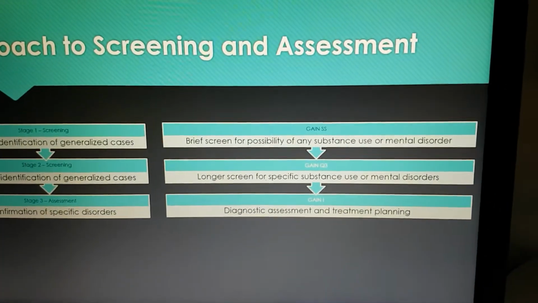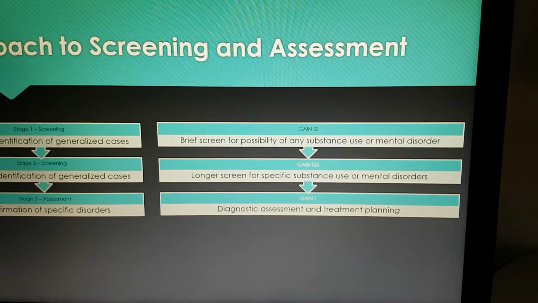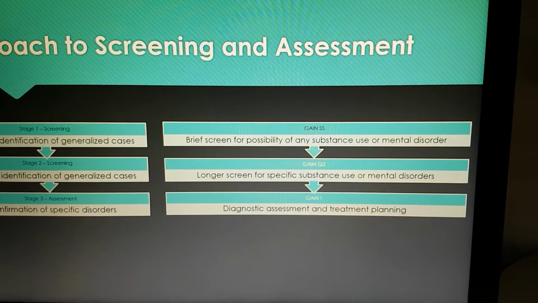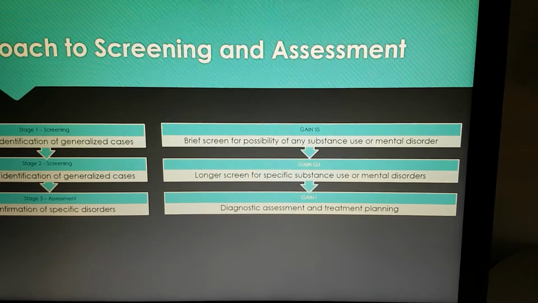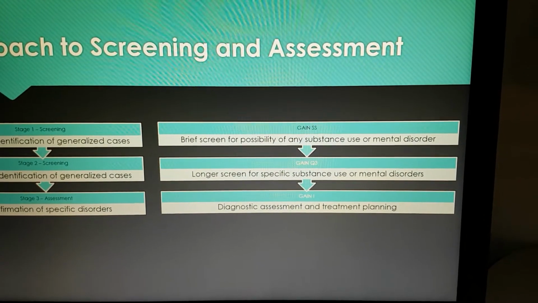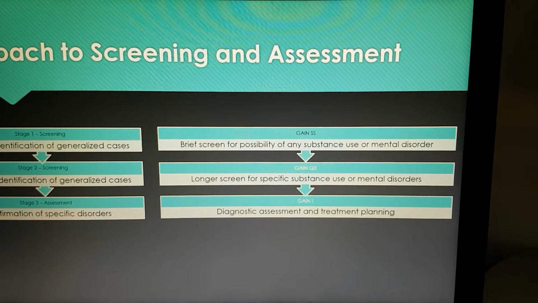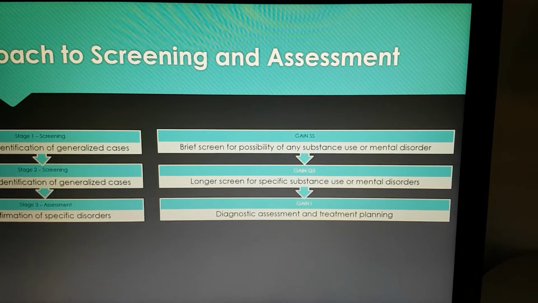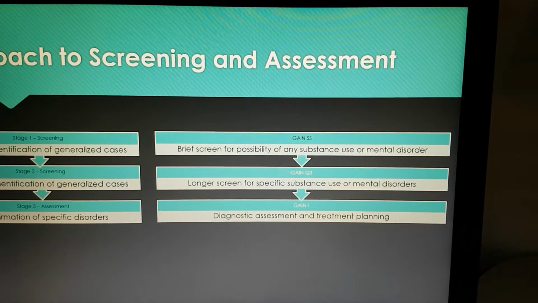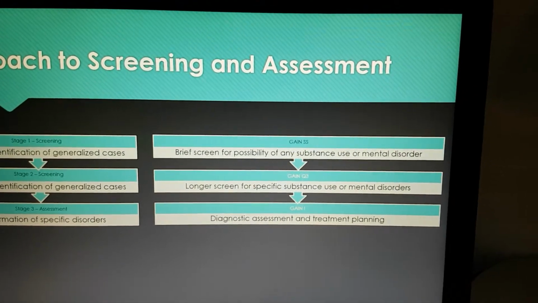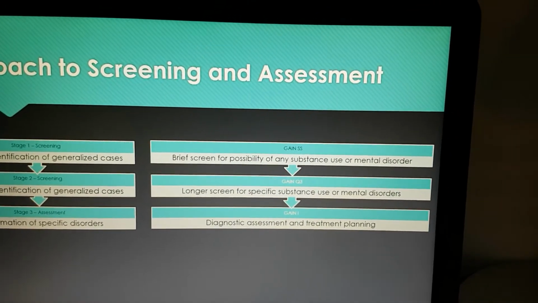Okay, so slide number one is basically the approach for screening. We start off with the GAIN short screener, which is a brief screen for possibility of any substance use or mental disorder. Then we go to the GAIN Q3, which would be the next one done, which is a longer screen for specific substance use or mental disorders. And then into the GAIN I, which is a diagnostic assessment, and it also involves treatment planning.